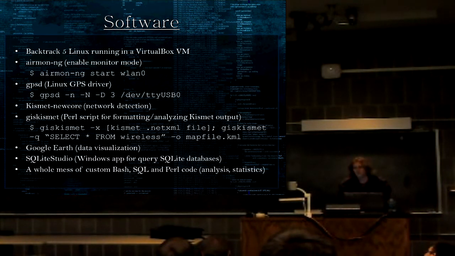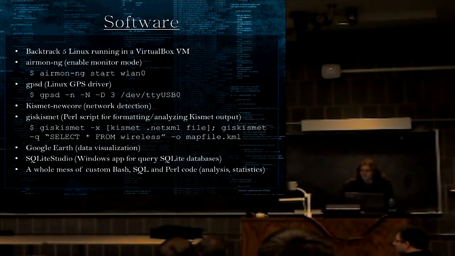Kismet is probably the most important program in this list. It's what you'll use to actually gather data. Just start it up with GPSD running. You tell it what network interface to listen on, which is usually wlan0 with this. And then you're off. Kismet will take care of logging all the packets and networks that it picks up. It outputs nice XML files describing that, and it also saves PCAP files from the raw packet data.